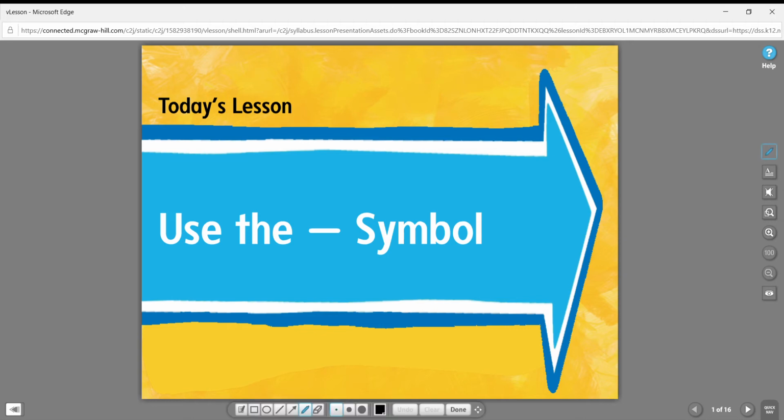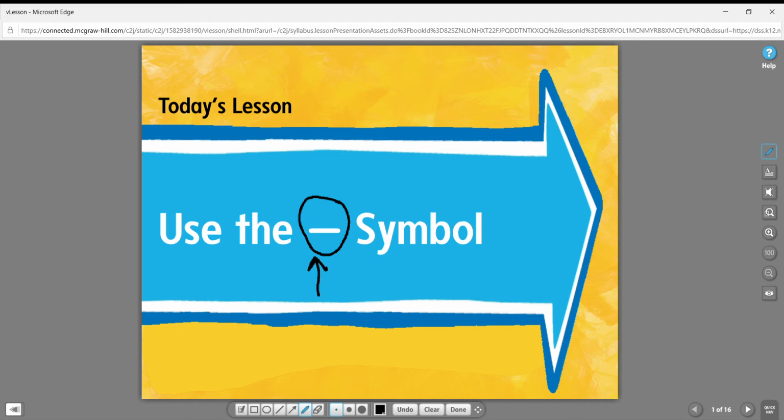So if you look here, what I'm circling, that's the minus symbol right there, right? Okay, so use the minus symbol. You know that when you use the minus sign, it's used when separating parts from a whole. So it's take away, right?